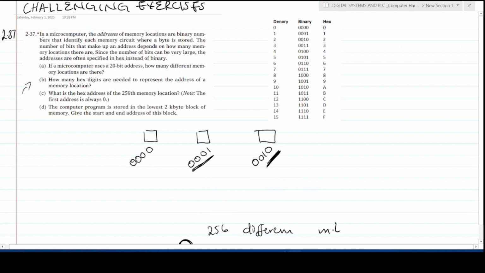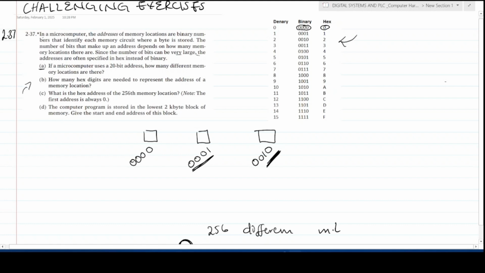Now, the last line: since the number of bits can be very large, the addresses can often be specified in hex instead of binary. I want us to take a look at this table here. You notice that to represent four binary digits, you just need one hex digit. This is a much simpler form for really, really long binary numbers. So we're going to get back to this table again.